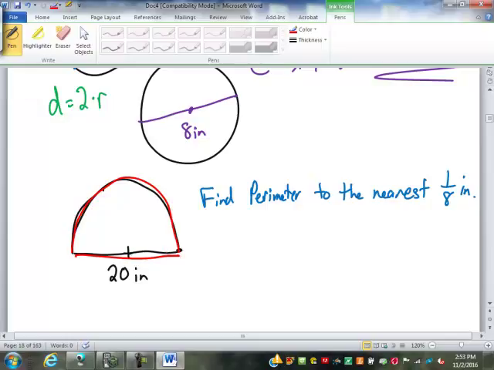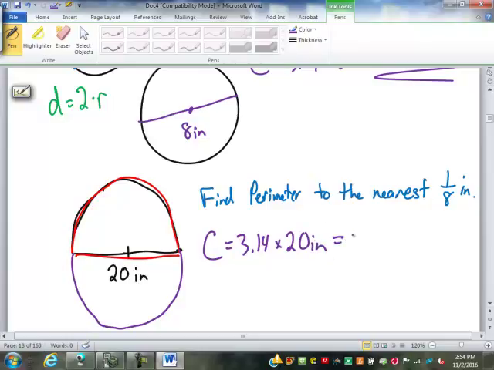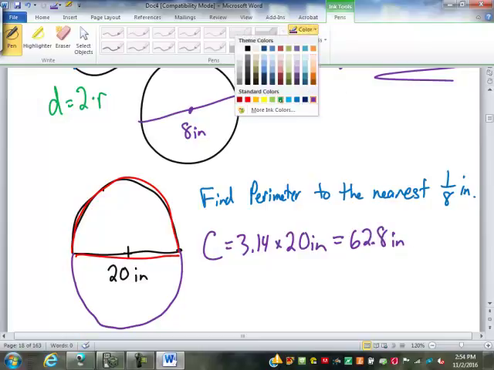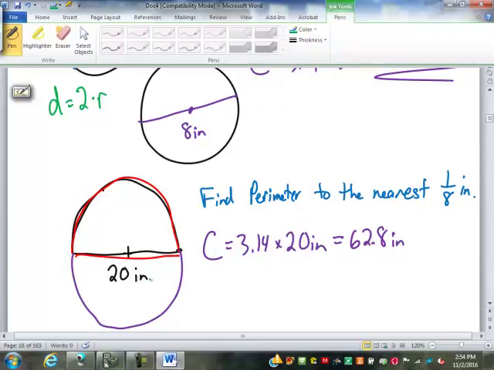To find the half circle, we make it a whole circle. The circumference of that whole circle will be 3.14 times 20 inches. That would end up giving us 62.8 inches. But we don't have the full circle. We only have half of it. So we take our 62.8 inches and we divide it by 2 or multiply it by 1/2. Gives us 31.4 inches.